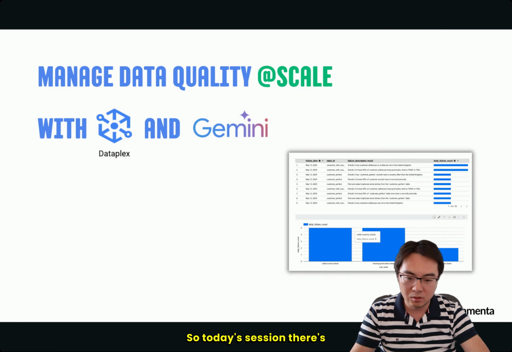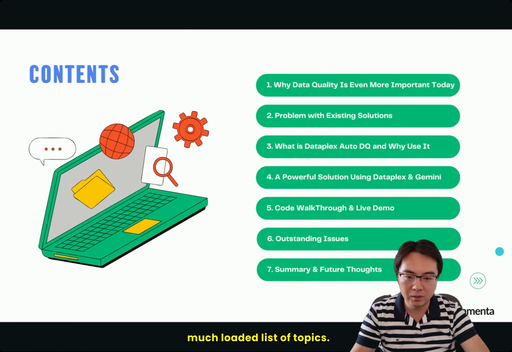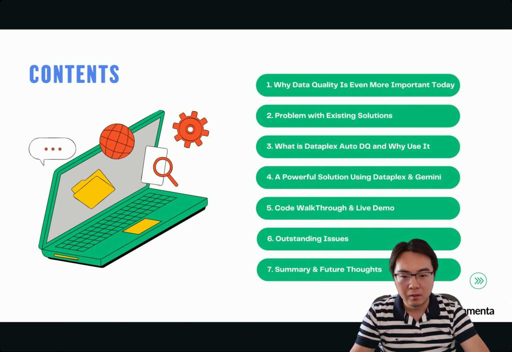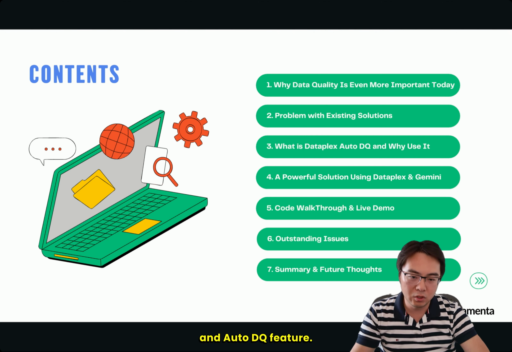Today's session is quite a big, pretty much loaded list of topics. I'll go through these and talk a little bit about why data quality is even more important today. The issue I've been seeing specifically in the last, I would say, 4 to 6 months on existing solutions, and why these solutions don't work very well. I'll showcase a little bit of Dataplex and the Auto DQ feature. I do have a video that already covered this a while ago.